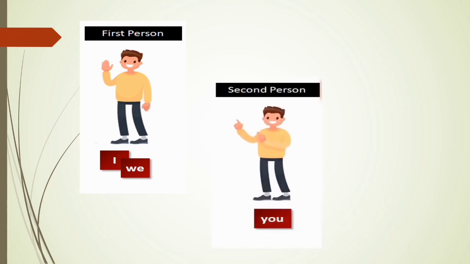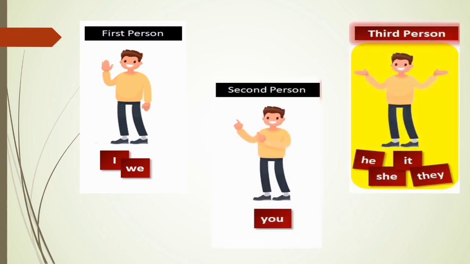So I want you to look at the pictures. First person, the subject is I and we. Second person, the subject is you. And the third person, the subjects are he, she, it, and they.